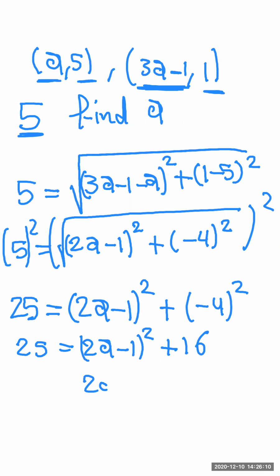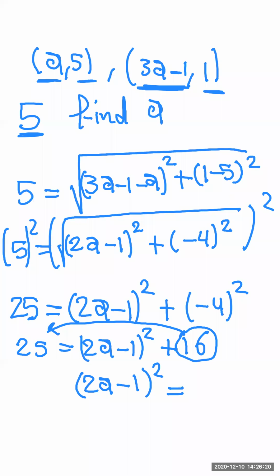Then 2a minus 1 squared will equal 25 minus 16. I'm going to shift the 16 to the other side. Of course, it's positive, so it will become a negative value. So 25 minus 16 means 9. Now, this one is 2a minus 1 squared, so I will take the square root. So 2a minus 1 will equal positive or negative 3.